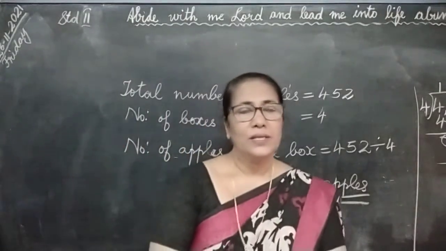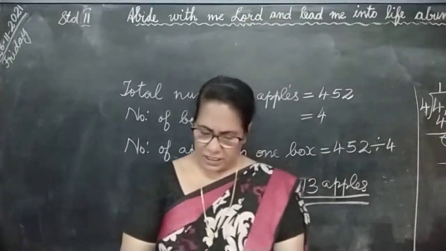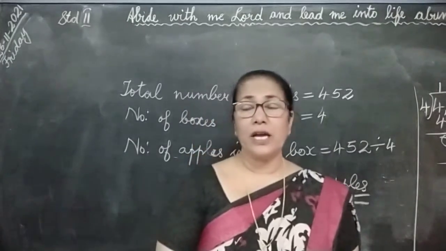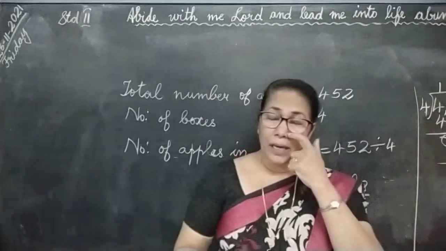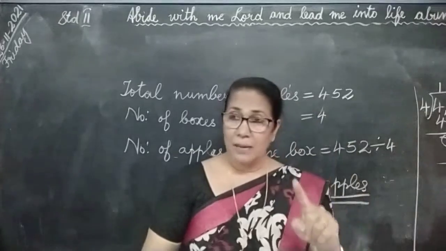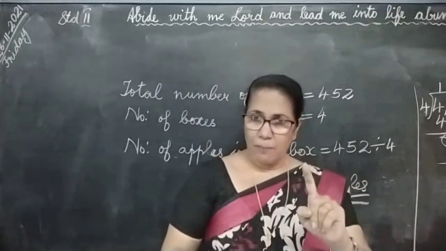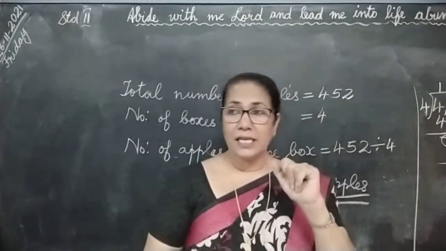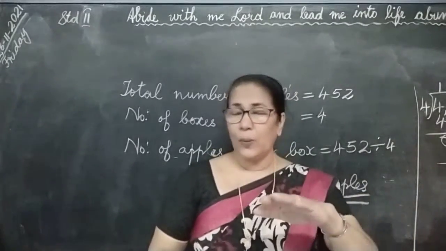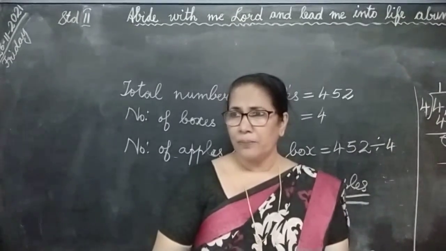Okay. So we shall do one more sum. That is on the same page. Exercise 9. Raman puts 90 balls equally in 5 boxes. See, how many balls are there? 90 balls. And how many boxes are there? 5 boxes. 90 balls and 5 boxes. Now he put all the balls equally into 5 boxes.